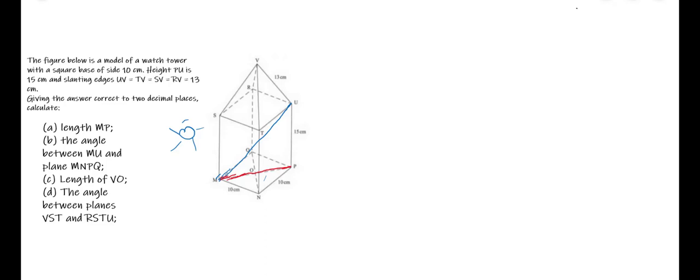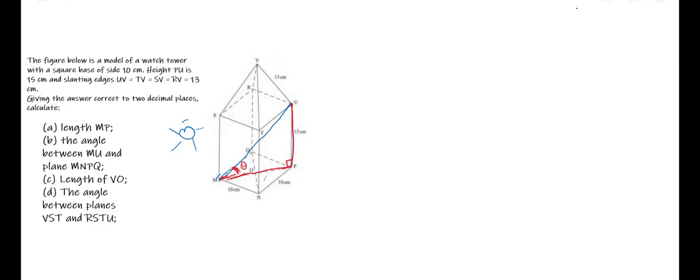So the angle between the line MU and the plane MNPQ is the angle between the line MU and the shadow. This angle, let's call it angle theta. So that is the angle we want. It is formed between the line MU and the shadow MP. So the next thing we do is we join the tip of the line MU, which is U, and the tip of the shadow MP, which is P. So we join those two points.